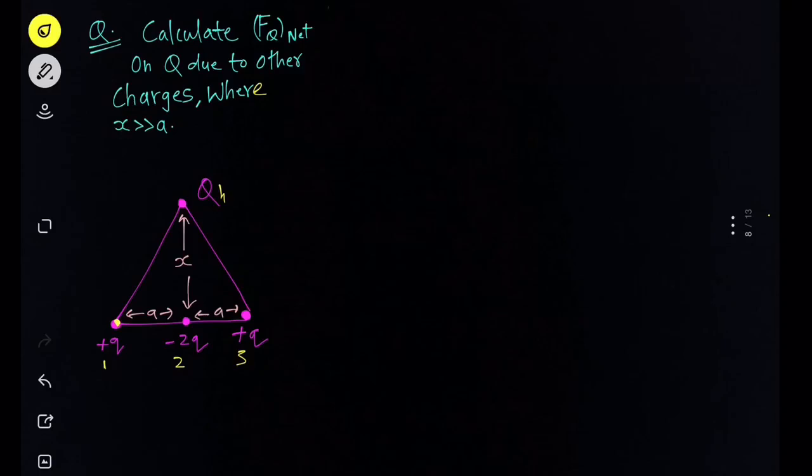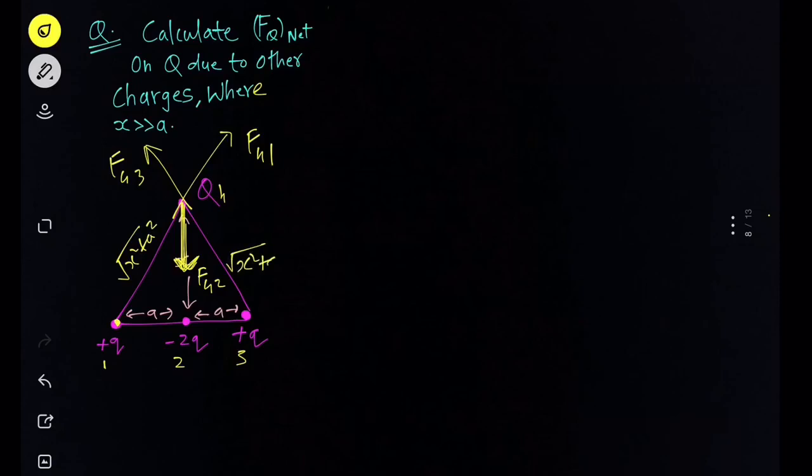Here you can say that the force between these two charges, first and fourth, will be in this direction, and we can write it as F41. The force due to the third and fourth charge will be in this direction because both are positive. We can write the force on 4 due to the third charge, and the force on capital Q due to minus 2q will be in the inward direction. We can write this force as F42. From geometry, using Pythagoras, this distance is root of x square plus a square, and this distance is also root of x square plus a square.